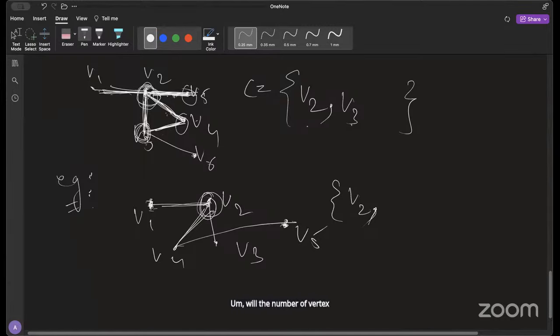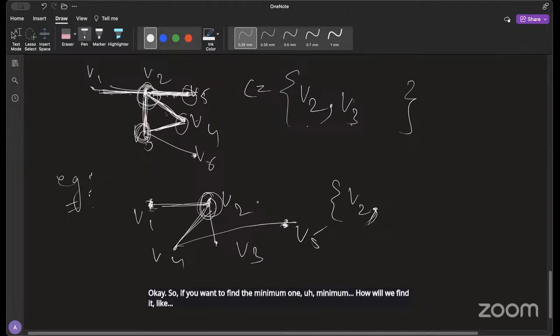vertex covers change if we change the initial one? Yes, it'll change. Like we just discussed, V1, V2, V3, V4, V5 is a vertex cover of this, but we don't want that because it's a trivial one, right? So if we want to find the minimum one, how will we find it? Is there an equation or something? No, we don't have an equation for it.